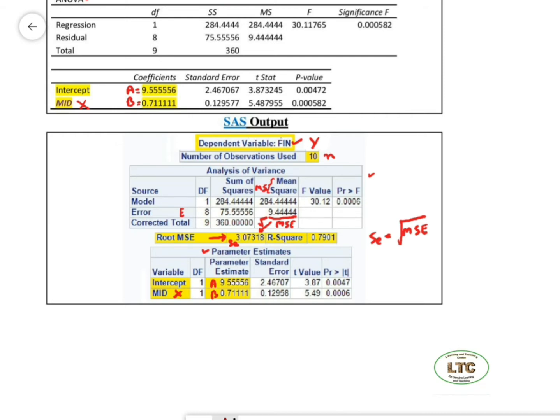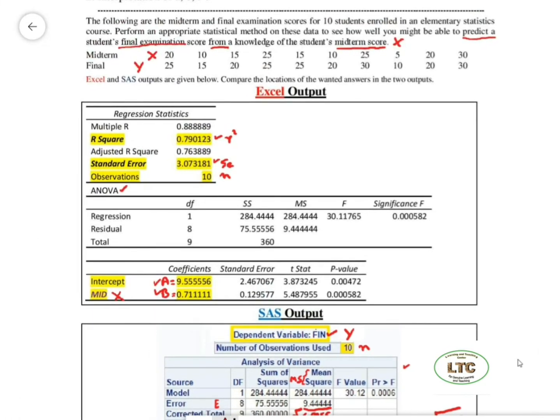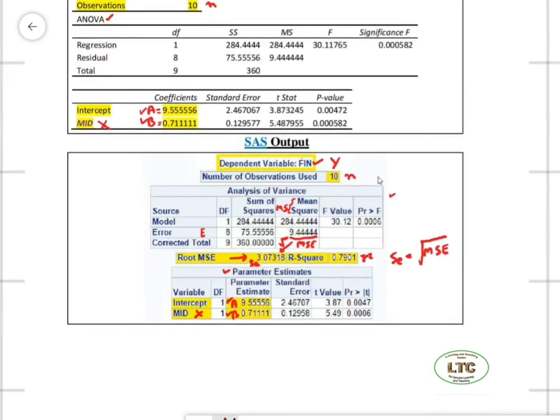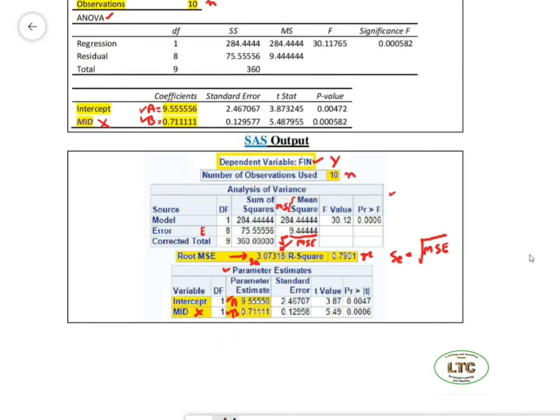So here it is the same: A in Excel, A in SAS output, B in Excel, B in SAS output, and here R square in SAS output, and R square in Excel. Here S sub E is 3.07 something, and S sub E is 3.07 something. That's it.